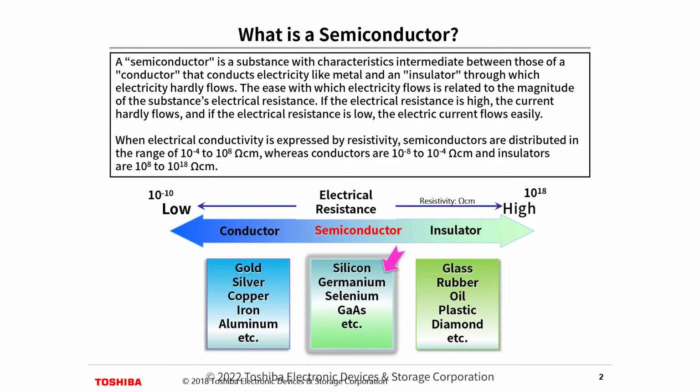flows easily. When electrical conductivity is expressed by resistivity, semiconductors are distributed in the range of 10 to the -4 to 10 to the 8 ohm centimeter, whereas conductors are 10 to the -8 to 10 to the 4 ohm centimeter and insulators are 10 to the 8 to 10 to the 18 ohm centimeter.